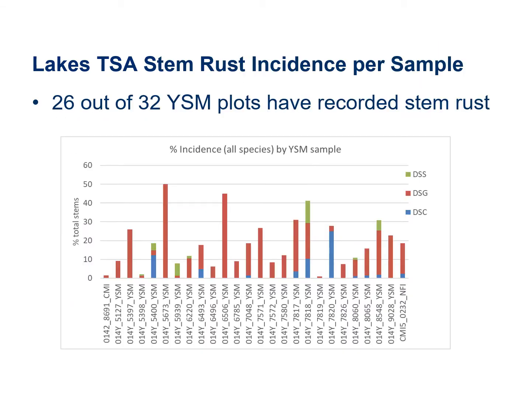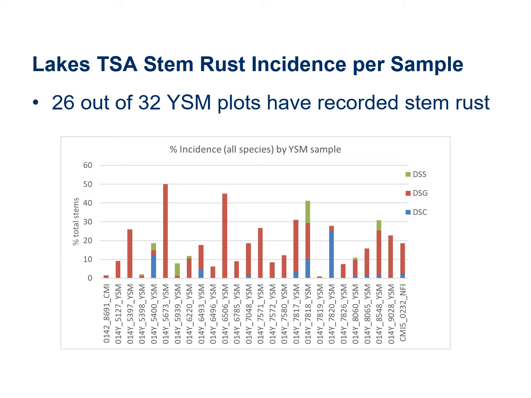From the collected forest health data, the incidence of all forest health damage agents is summarized for each ground sample as a percentage of the total number of trees affected. This figure illustrates the incidence of the 3 stem rusts of interest within each YSM sample. These include Comandra blister rust, DSC, Western gall rust, DSG, and Stalactiform blister rust, DSS.